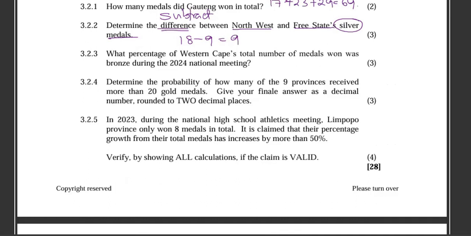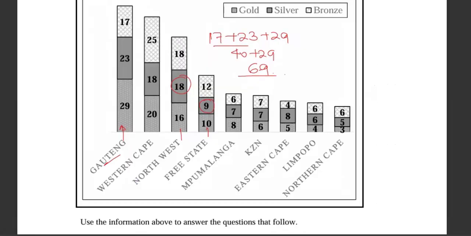What percentage of Western Cape's total number of medals was bronze? So what we need to do, we come near Western Cape where you're here. We add everything up. What percentage? Yes. So we add everything up, which is 25 plus 20 plus 18. This is 45 plus 18, which is 63.